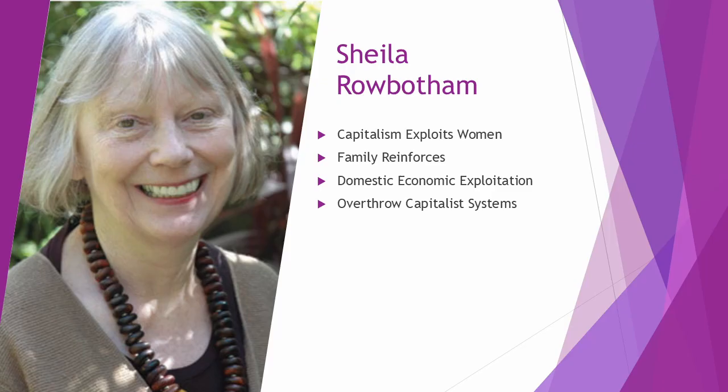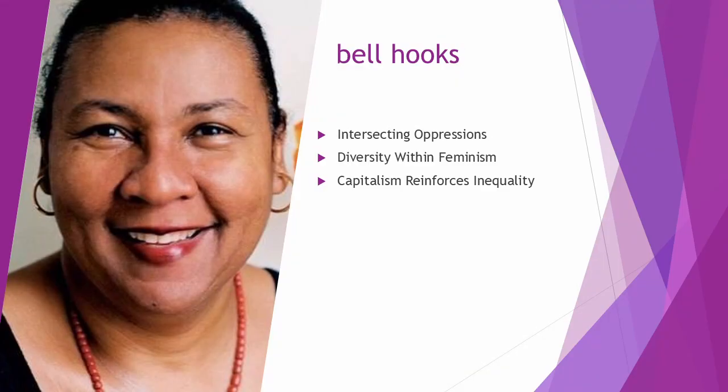Sheila Rowbotham's view on society is that both cultural and economic systems must be transformed to liberate women. Sheila Rowbotham's view on the state is that it currently upholds capitalist and patriarchal interests and must be reformed to serve equality. Bell Hooks' ideas focus on women of color and intersectionality.